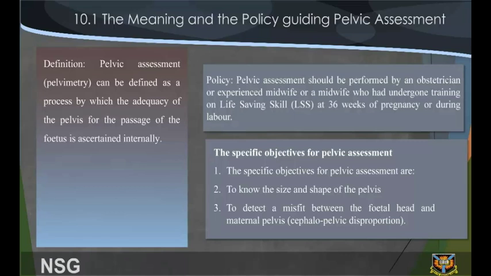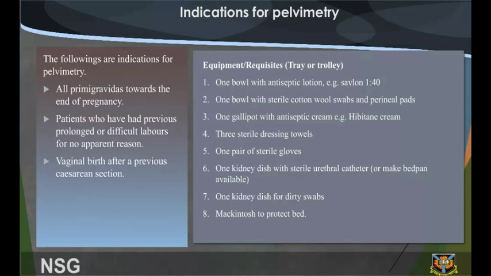The specific objectives for pelvic assessment are to know the size and shape of the pelvis, and to detect a misfit between the fetal head and maternal pelvis. Indications for pelvimetry. The following are indications for pelvimetry: all gravidas towards the end of pregnancy; patients who have had prolonged or difficult labors for no apparent reason; vaginal birth after a previous cesarean section.